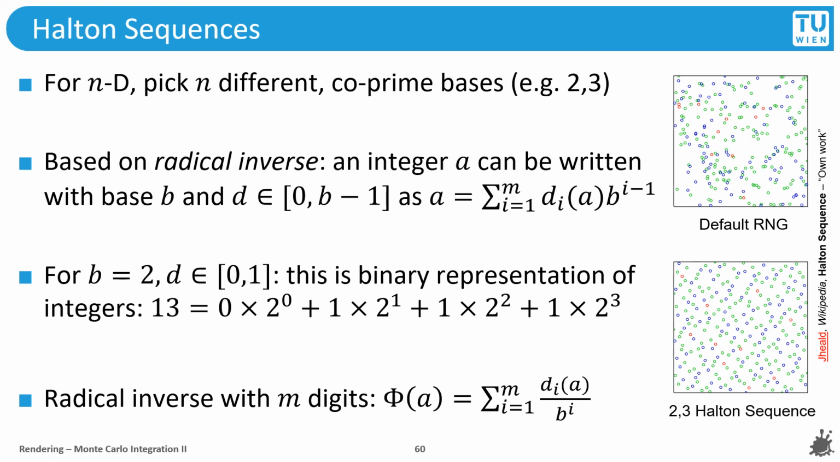In contrast to van der Corput, Halton works in arbitrary dimensions. If we have n different random variables or an n-dimensional domain, we must first choose n different co-prime numbers as bases for our sequences. For 2D, a very common choice is 2 and 3. The lower the numbers, the better.